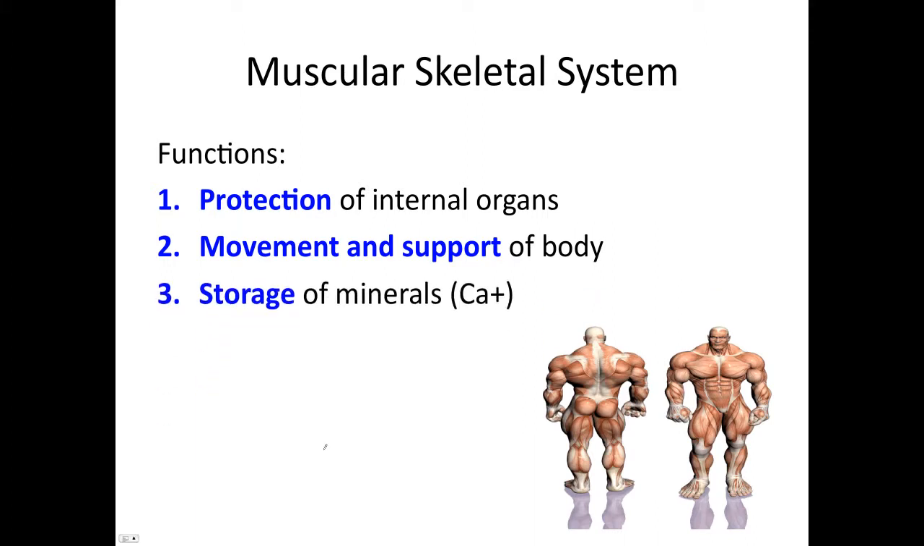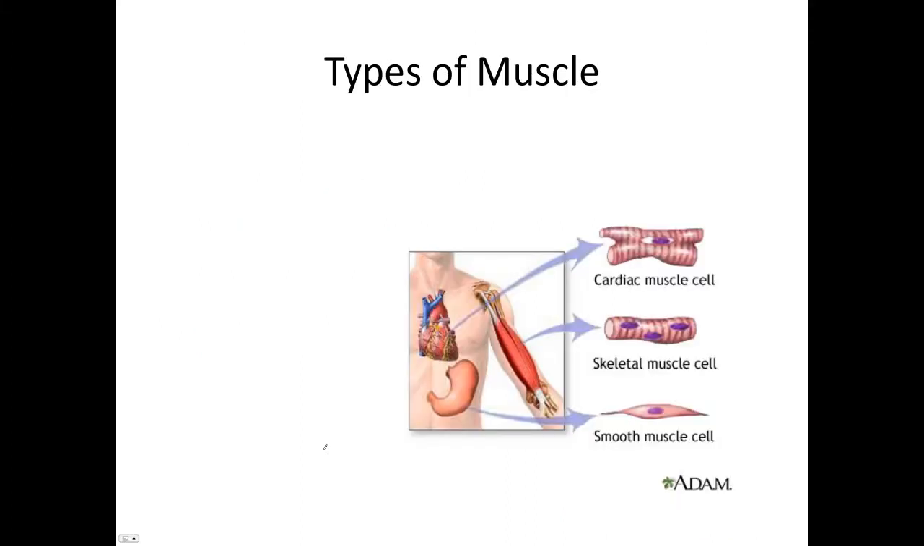Third, storage of minerals, which you might not think of, but bones actually store calcium, phosphorus, magnesium, and many other minerals. And blood cell production. In our bones, we have red bone marrow, which is going to produce our blood cells, like our red blood cells that carry oxygen with the molecule hemoglobin.